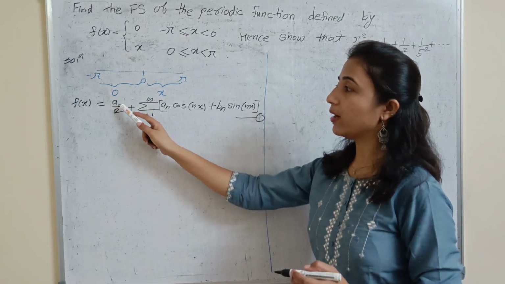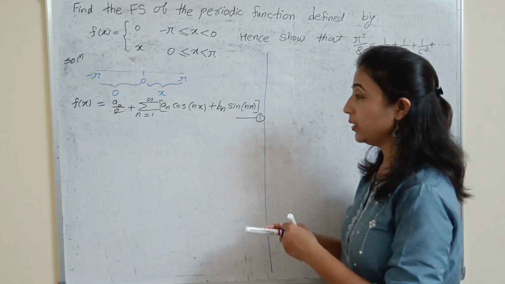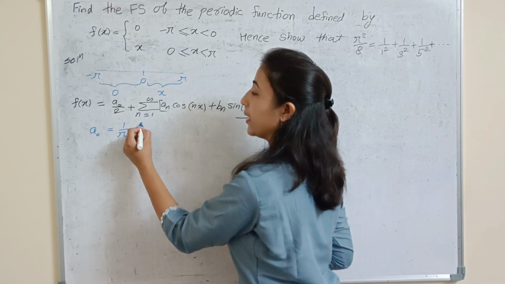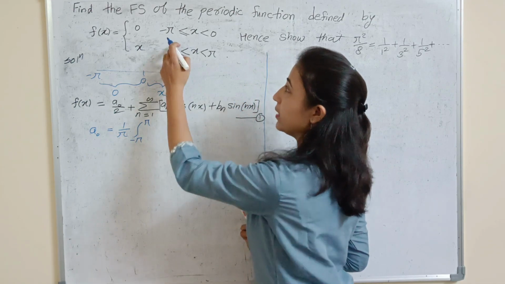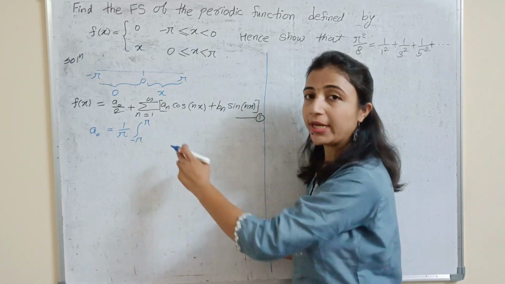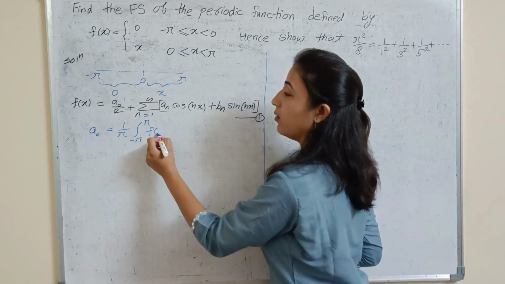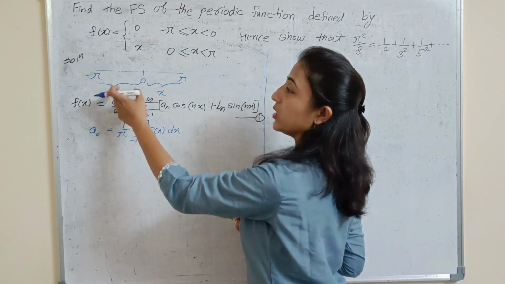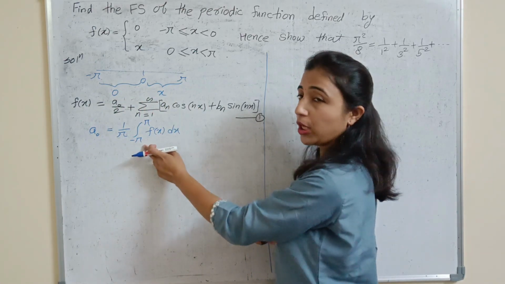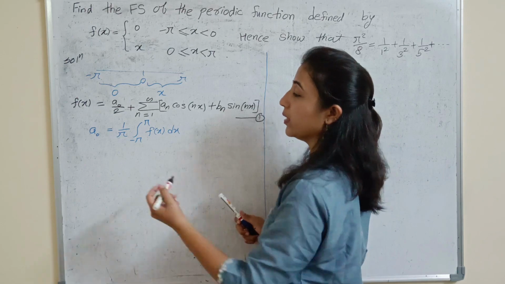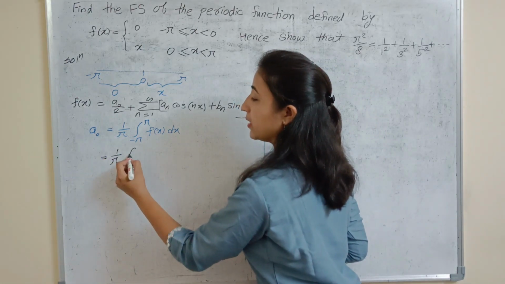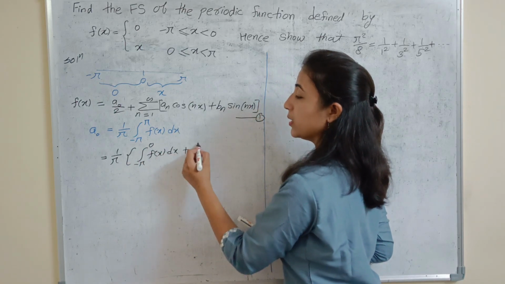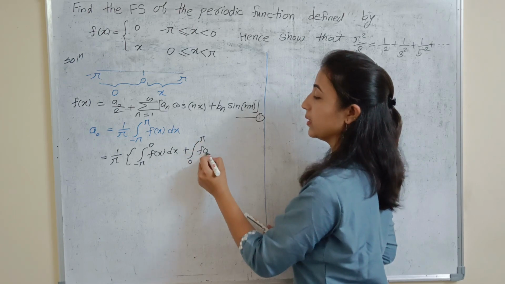For the Fourier series we need to find these three constants a0, an, bn. The formula for a0 is 1 upon pi integral minus pi to pi f of x dx, as the given interval is minus pi to pi. Now in the next step, put the value of the function, but here our function is broken in two parts, so the integration also has to be broken. I will write integral from minus pi to 0 f of x dx plus integral from 0 to pi f of x dx.